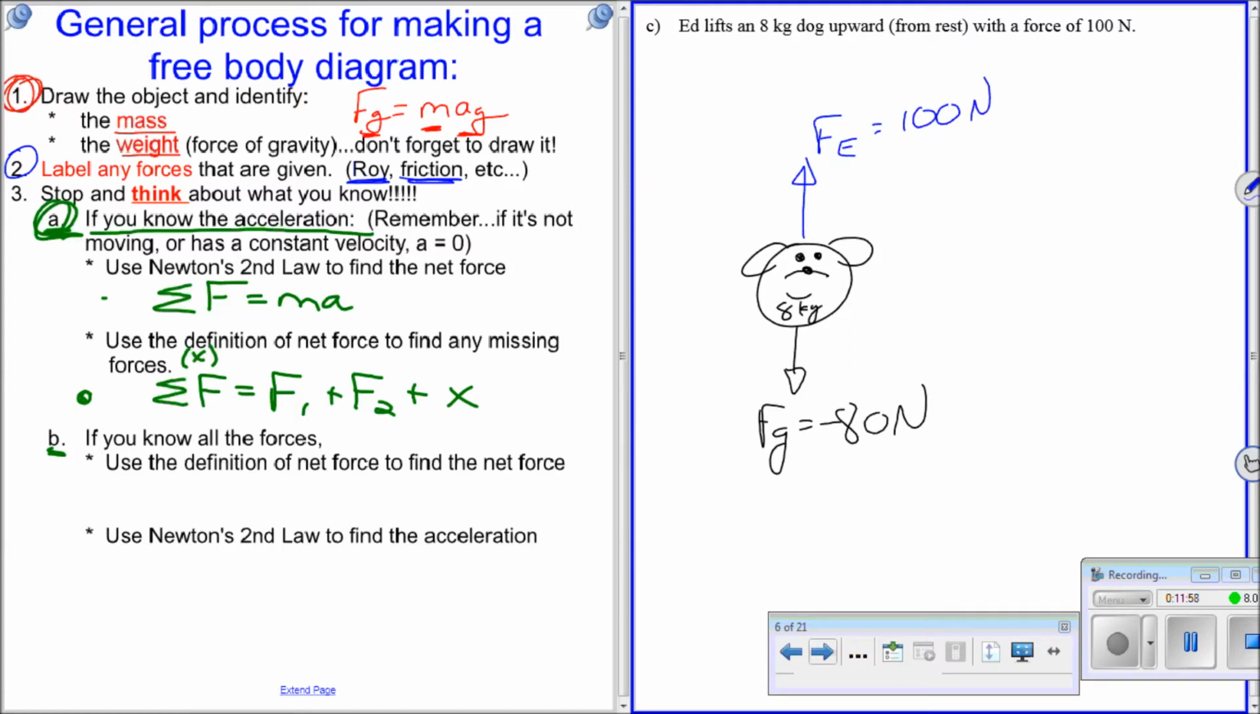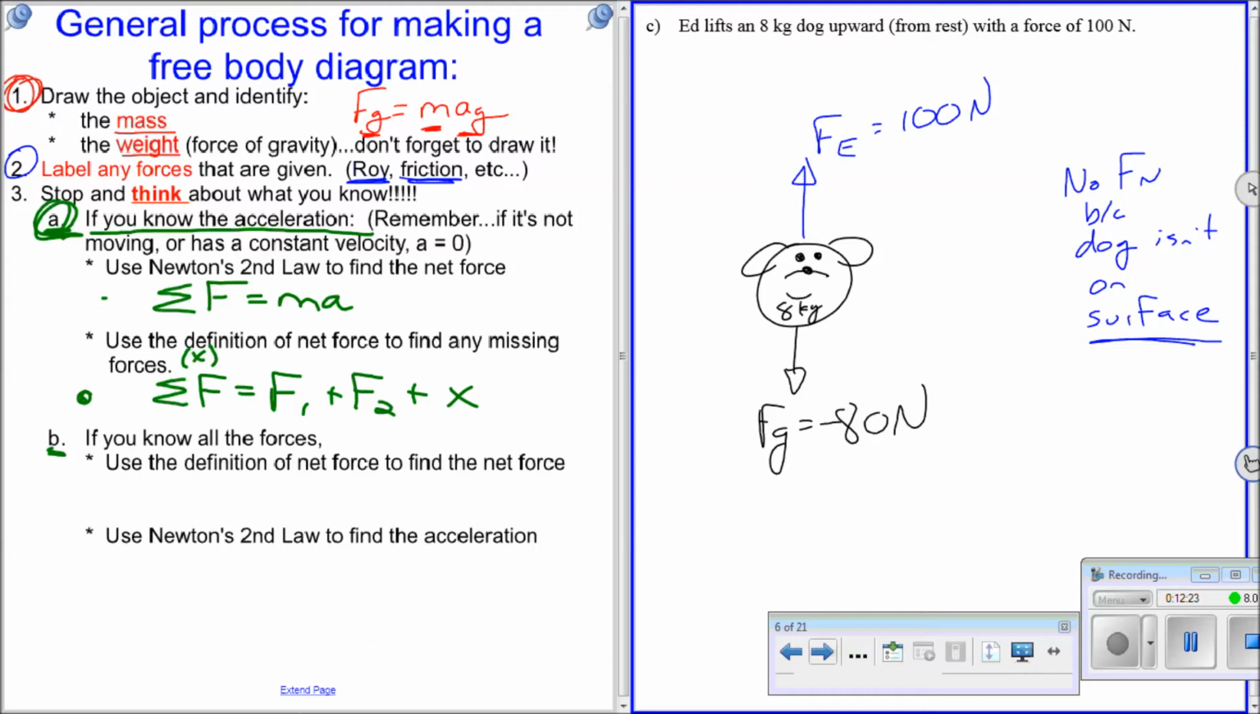All right, and then since he's lifting it, it's not on a table or anything, so I don't need to worry about normal force here. That's maybe worth noting: no normal force because the dog isn't on a surface of any sort. That's the only time you have to worry about normal force, if your object is sitting on a surface. All right, so I think that's it, right? I think those are all of our forces.